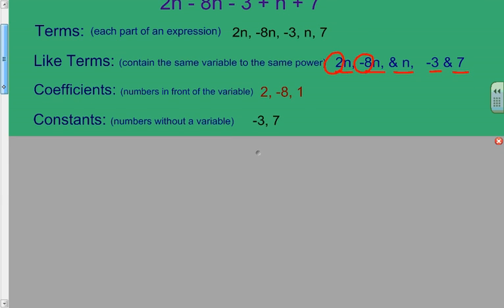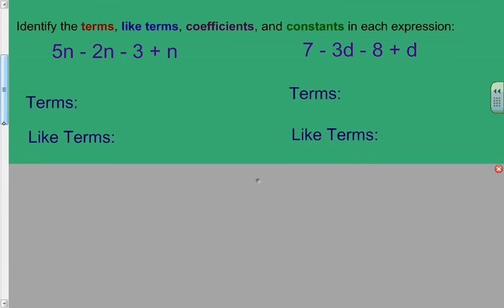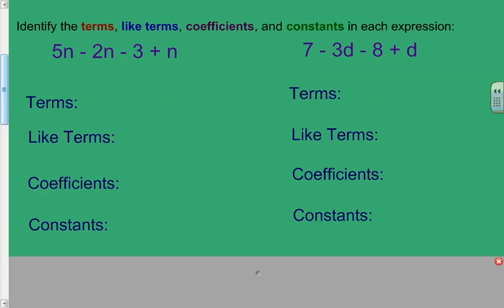We're going to go on now, and we're going to practice identifying the terms, like terms, coefficients, and constants in these expressions. First, we're going to start here on the left. 5n minus 2n minus 3 plus n. The terms, there's 1, 2, 3, 4 terms. So we're going to list them. 5n, positive 5n. The sign that comes right in front of the term stays with it. So this is a negative 2n, and then a negative 3, and then a positive n.